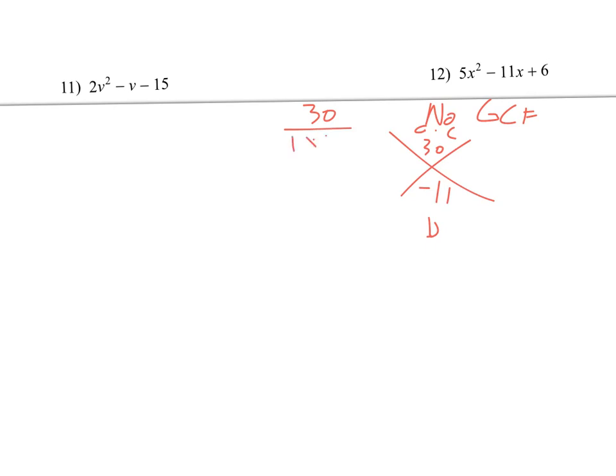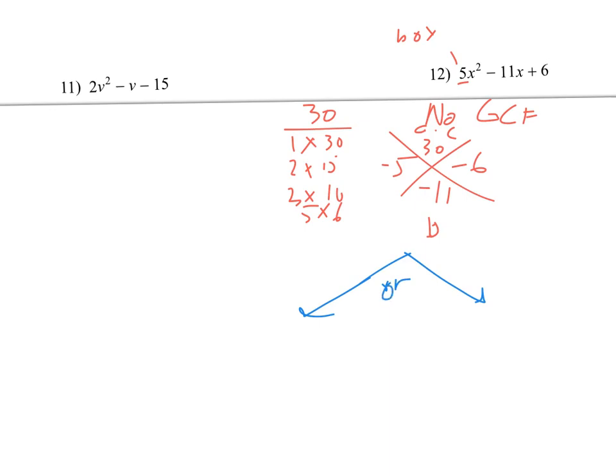So I can do 1 and 30. That doesn't work. 2 and 15. No. 3 and 10. No. 5 and 6 will work if I make them both negative. Now on this one, because I have this out front, I do need the box, or I'll actually show you a different technique as well. We'll do two different techniques. It's one or the other.